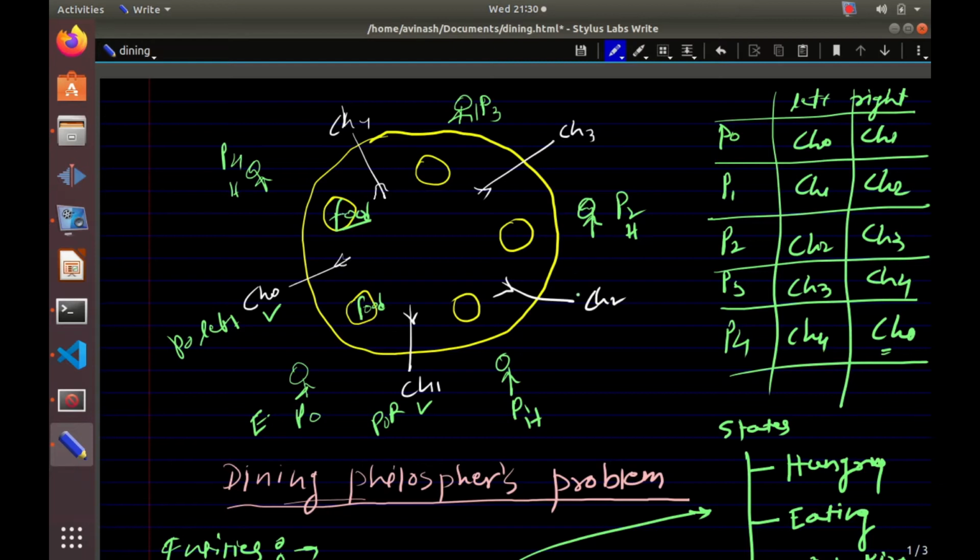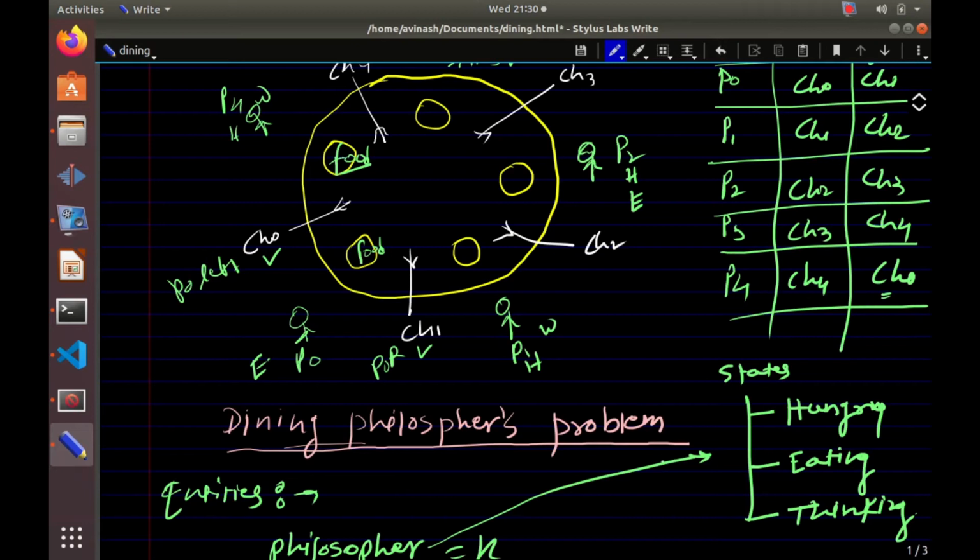Then the same thing happens here. P2 is in the hungry state and has both chopsticks available, CH2 and CH3. So P2 will go into the eating state. If P2 goes into the eating state, the others will go into the waiting state. This one will be in the waiting state, this one in the waiting state, and this also in the waiting state. So that means there needs to be some synchronization among these philosophers, so that every philosopher gets a chance to eat from the table, the pot or the food, and completes all three stages: hungry, eating, and thinking.